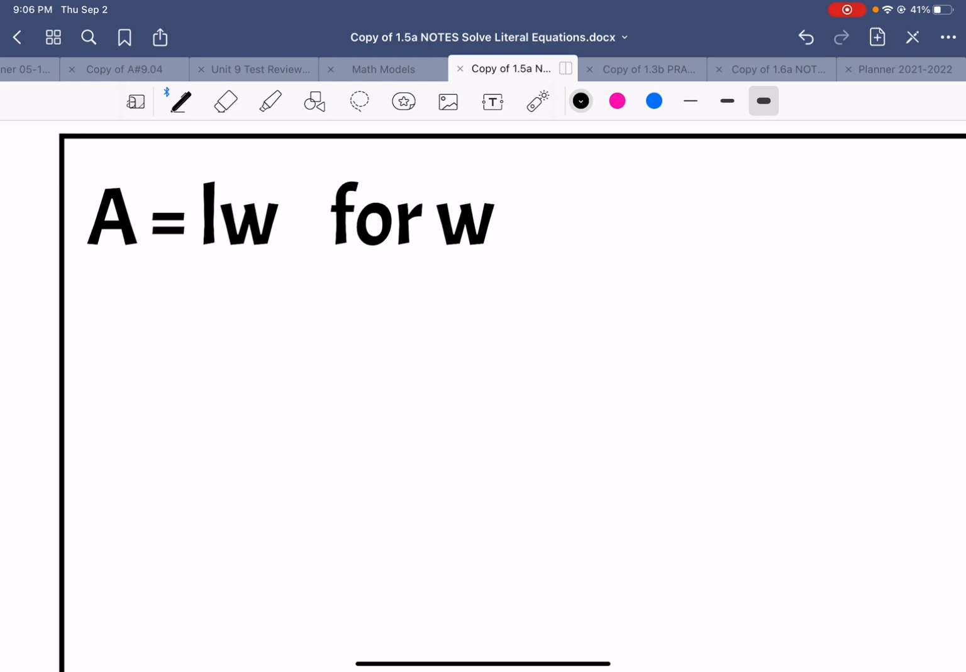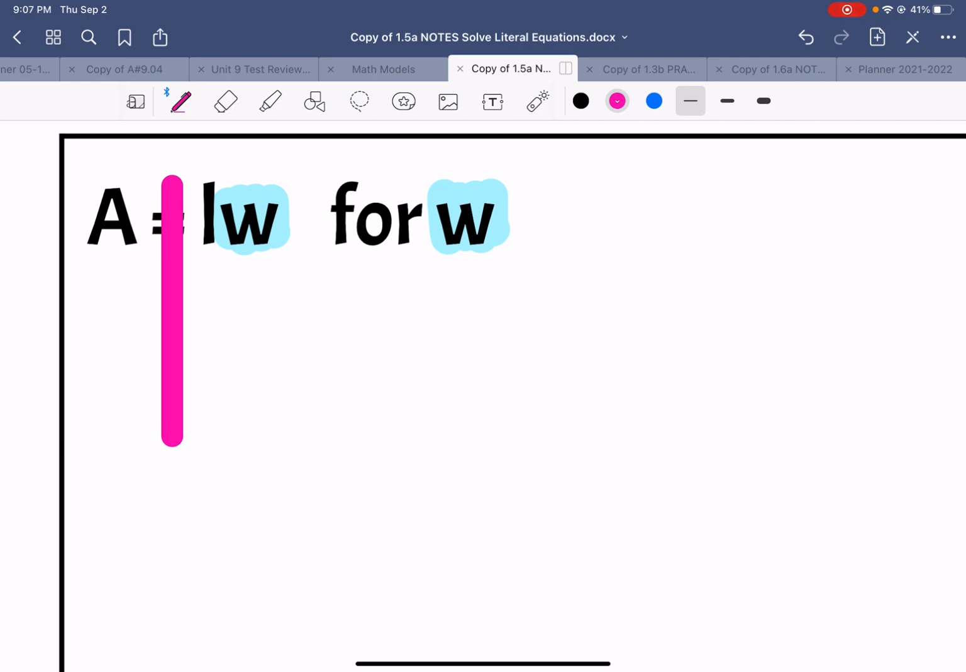So what we're trying to do today is figure out how we're going to solve for W. I want W on its own side of the equation. How I do that is undoing everything that's happening to W. So we're going to draw a railroad track. Sorry, that's so thick. I'm looking at this formula and it says A equals length times width.